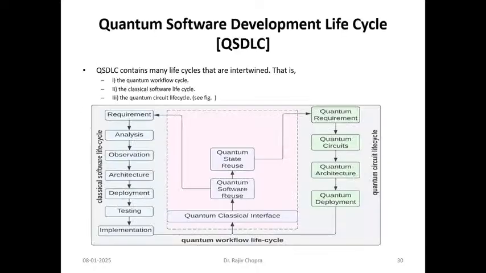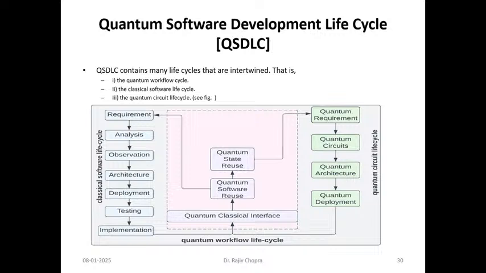So if we see the QSDLC workflow, it is something like this. In classical software development, we have requirement analysis, design, architecture, implementation, testing, deployment. But if I see the quantum circuit life cycle on the right-hand side, quantum requirements are there, circuits are designed, architecture is created, and then deployment is done.